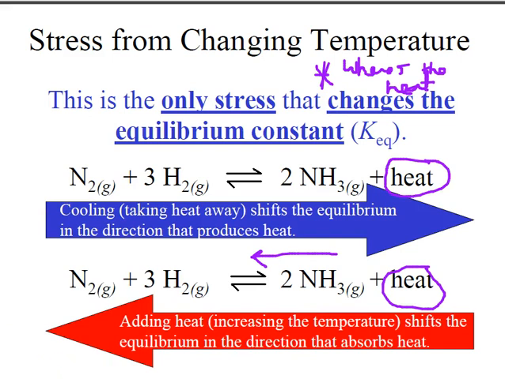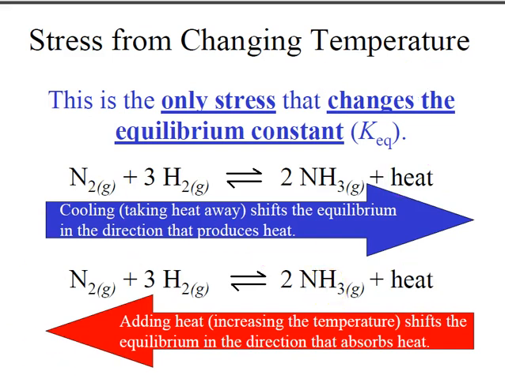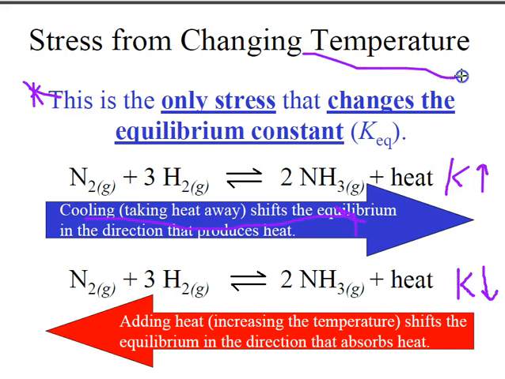Now this does change our K value. If we shift to the right, we're making more products, so that's going to make our K go up. But if we shift to the left, we're making more reactants, so that would cause our K to go down. And again, temperature is the only stress that can change our K value.